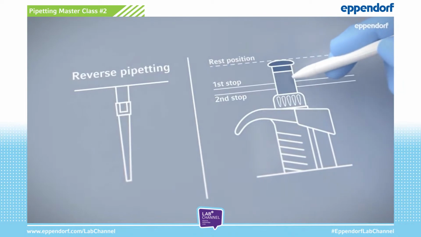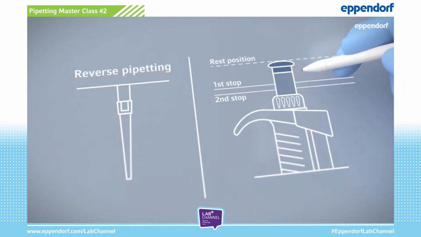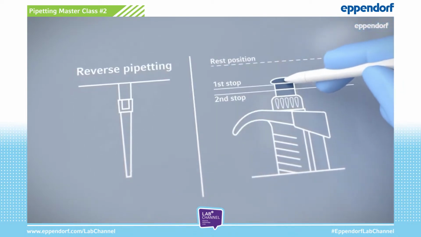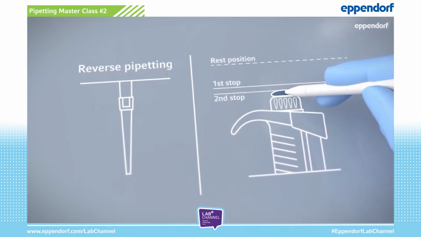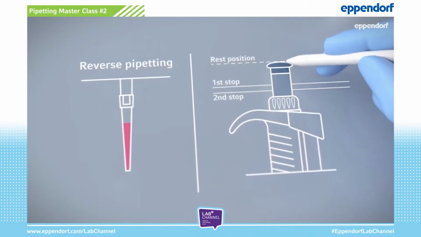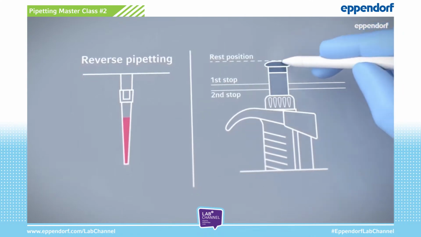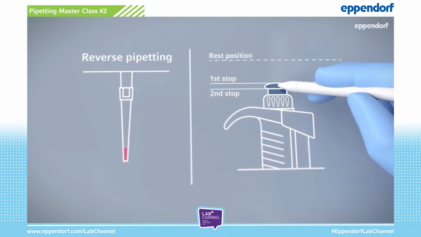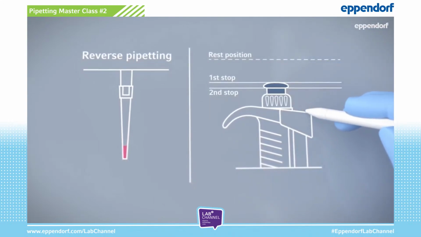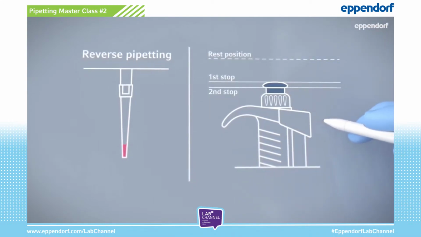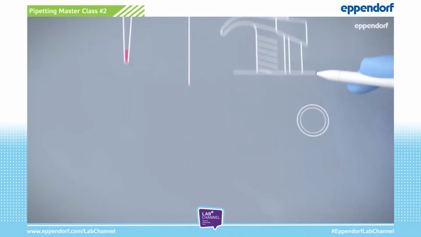Reverse pipetting works better for certain liquids and pipetting challenges. Push the operating button down to the second stop. Immerse the tip and move the operating button all the way up. Dispense the liquid by pushing the operating button down to the first stop. Some liquid will remain in the tip. You can discard it or return it to the aspirating vessel.